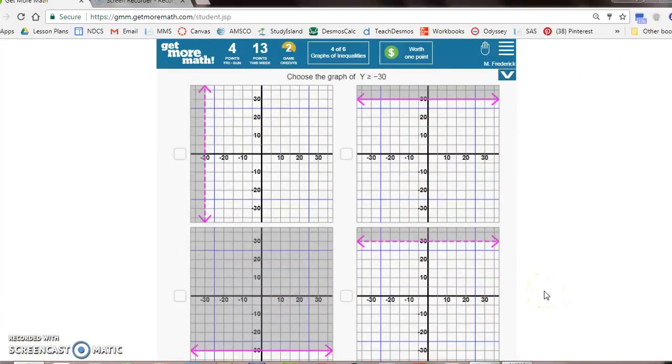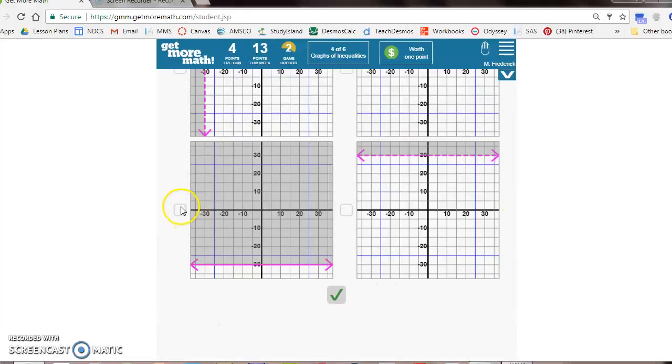Choose the graph of y is greater than or equal to -30. Here we know that we want to be shaded above the line, that we will have a solid line. So we're now looking at the top right graph or the bottom left graph. Remember, y equals is a horizontal line. And make sure that you're going through -30. The top right graph goes through +30. So our correct answer is the bottom left graph.